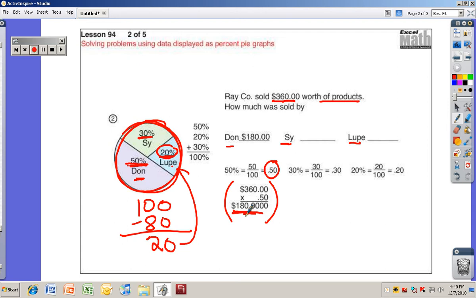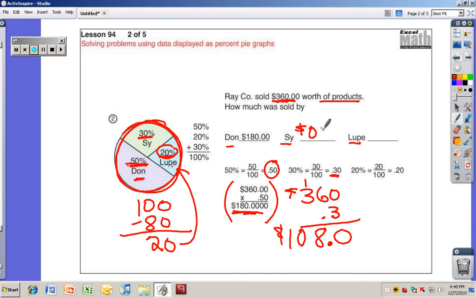So how about Cy? Well, Cy sold 30%. 30% is 0.30, and the whole thing, remember, is 360. So you do $360 times 0.3, because that 0 is meaningless. 0, 6 times 3 is 18, carry the 1. 3 times 3 plus 1 is 9 plus 1 is 10. And the decimal point goes over one spot. So Cy sold $108. There we go, dollars. Now I want you to try Lupe. Pause the video and turn it back on when you're ready.